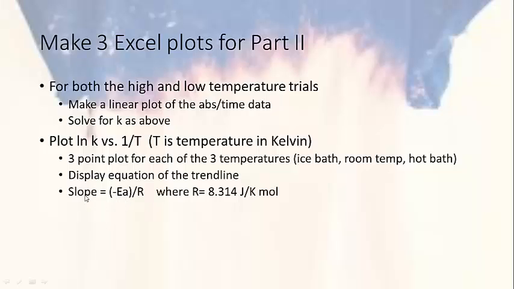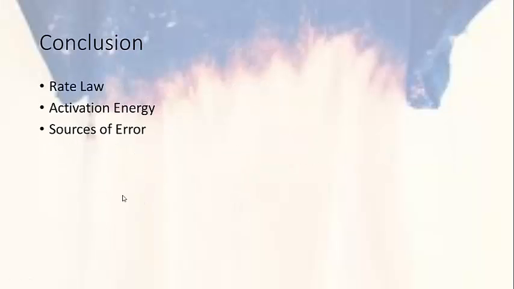So you'll get your equation for your trend line, the slope, so y equals mx plus b, the m is the slope, that number is negative activation energy over R. Solve for activation energy. In your conclusion, be sure to include your rate law with K, the value of K, not just the letter K, with its correct units, the value of the activation energy, and include sources of error.